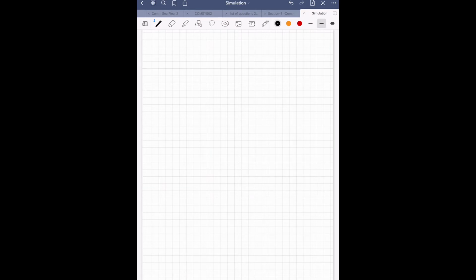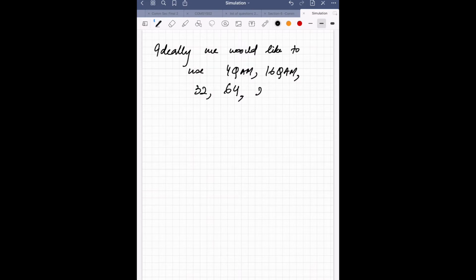You know that we use QAM modulation in 5G, and ideally we would like to use a higher order constellation. Ideally we would like to use 4 QAM, 16 QAM, quadrature amplitude modulation. You're familiar with this. 32, 64, 256 and 1024. So ideally we would like to work with this QAM 1024.